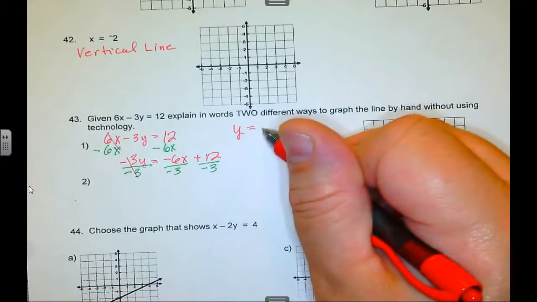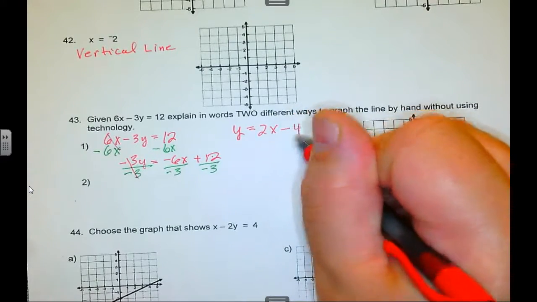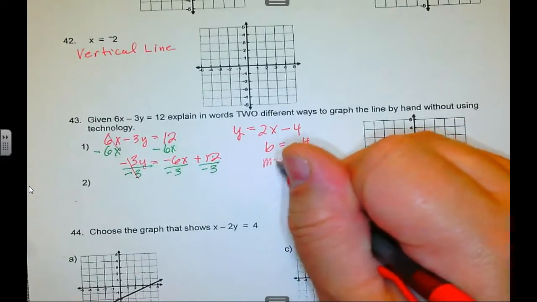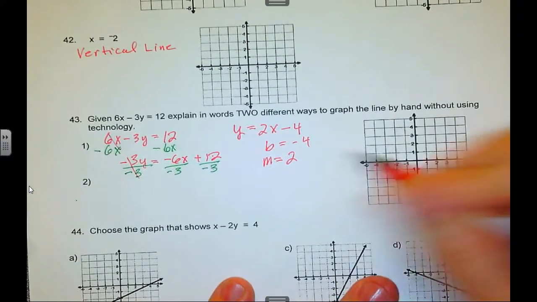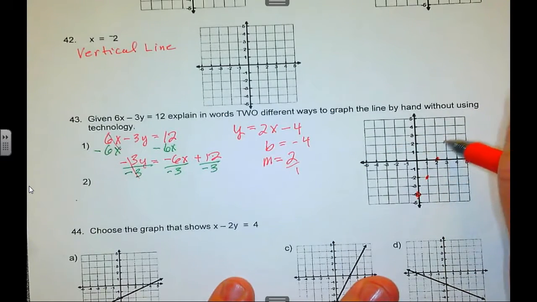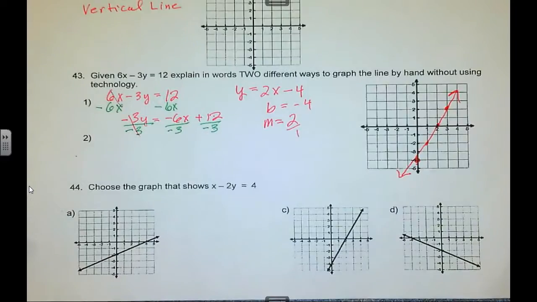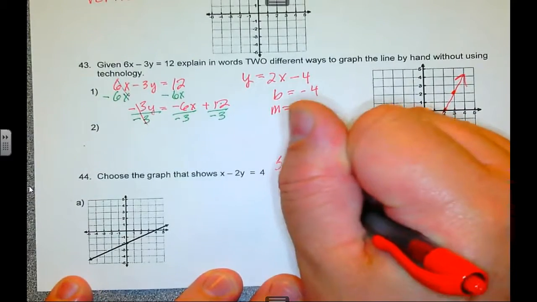Negative 6 divided by negative 3 is positive 2. Positive 12 divided by negative 3 is negative 4. B is negative 4. And my slope is 2. Two over 1. That's the only way you know how to do it, so you only have to do one way. I just wrote the answer. 44, solve for y first.